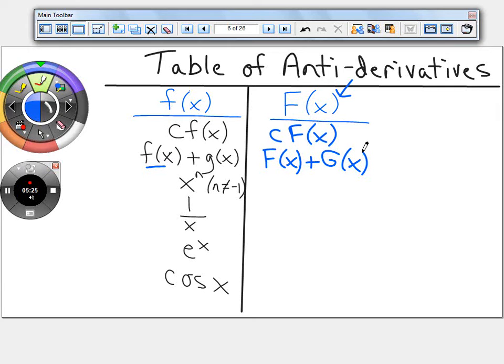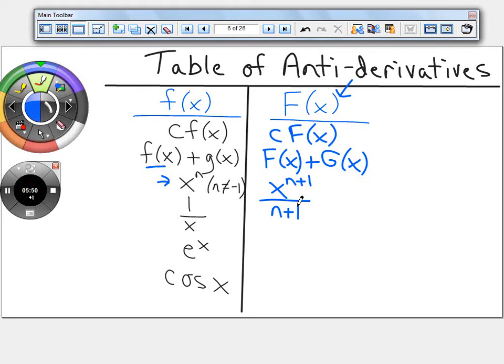Now here's the one that we kind of looked at just now. Whenever you have x raised to some power, what you do is you just add 1 to it, and then you divide by that same amount. So if it's x to the n, then we just add 1 to it, and then we divide by n plus 1. You divide by that same amount. So it's just the opposite of the power rule.